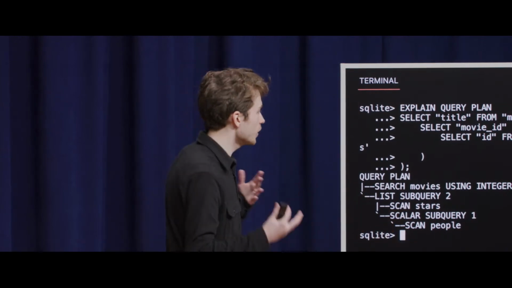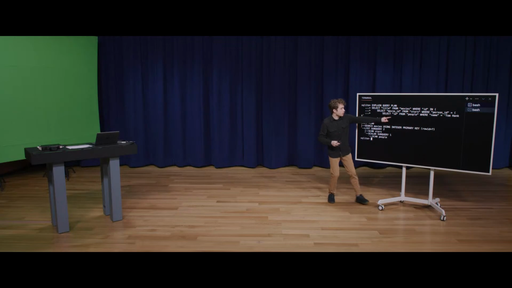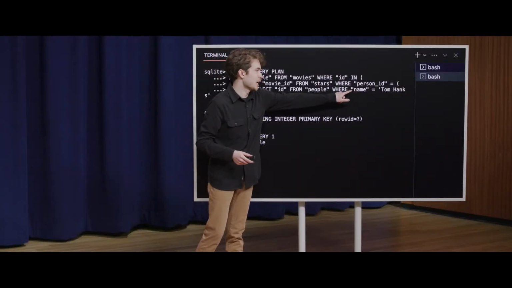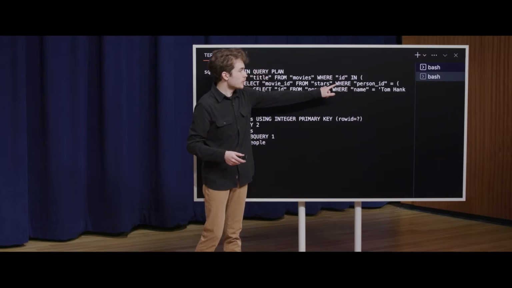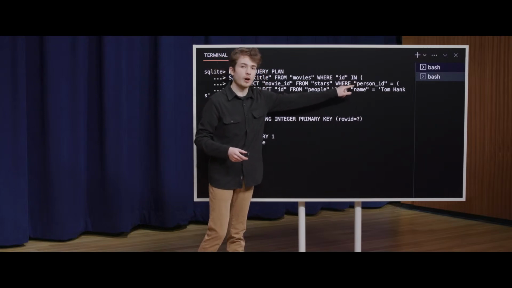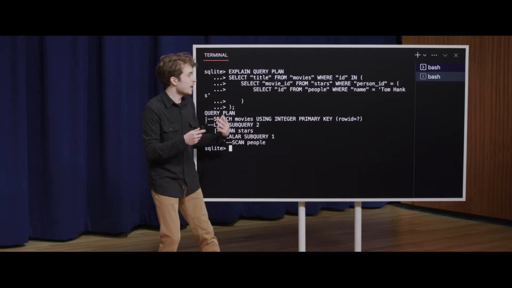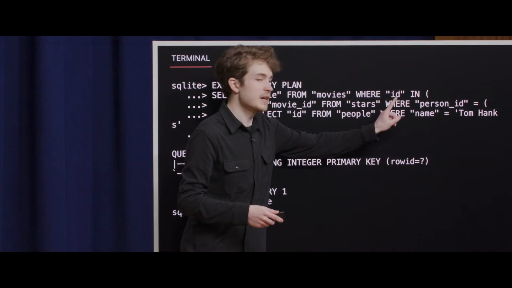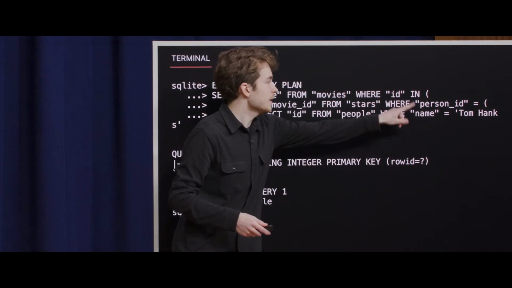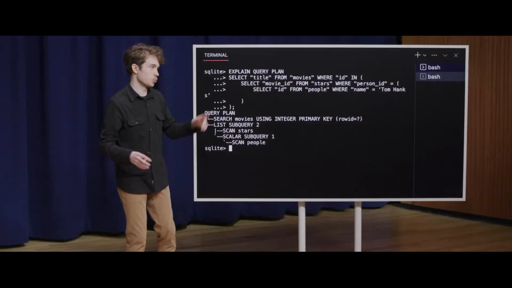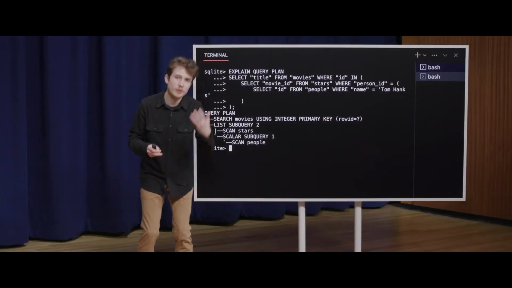So if we look at this query again, we'll see that our where clause here is searching by the name in the people table. And up here, this where clause is searching by the person ID column in our stars table. So it would stand to reason that I should actually create an index that includes the name column in people and the person ID column in stars, perhaps two separate indexes, one for each here. So let's go ahead and create those now.